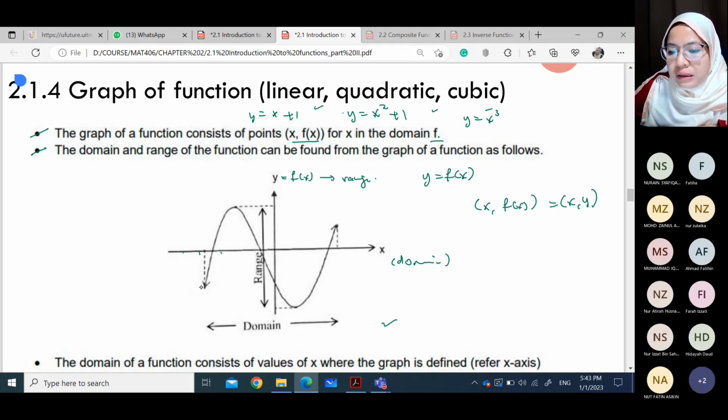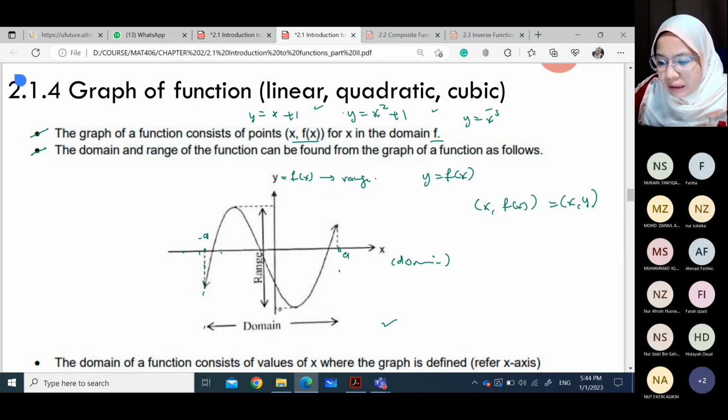So based on this graph, we can say that the domain for this graph is from here, daripada sini ke sini. Katakan yang ini adalah negative A. So this one is A. So maknanya domain bagi graph yang ini adalah daripada negative A to A. Itu domain dia.